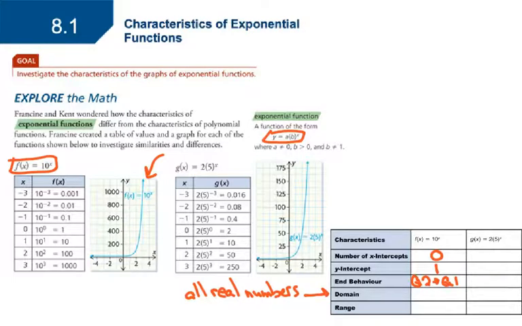The range of this function is the y values, or the vertical values this function can have. This would be anything where y is greater than 0, and it will not be equal to 0 because of the asymptote.